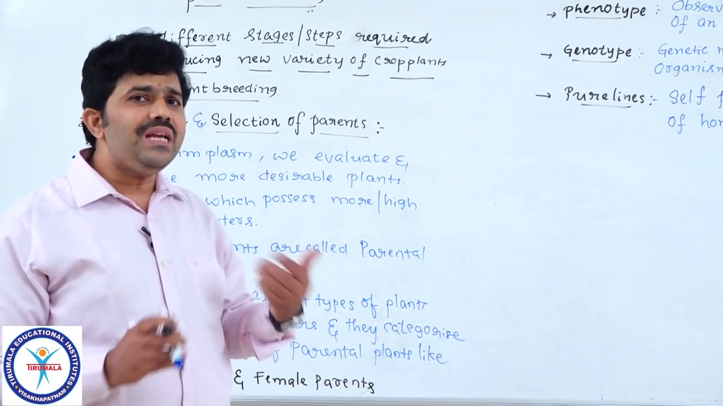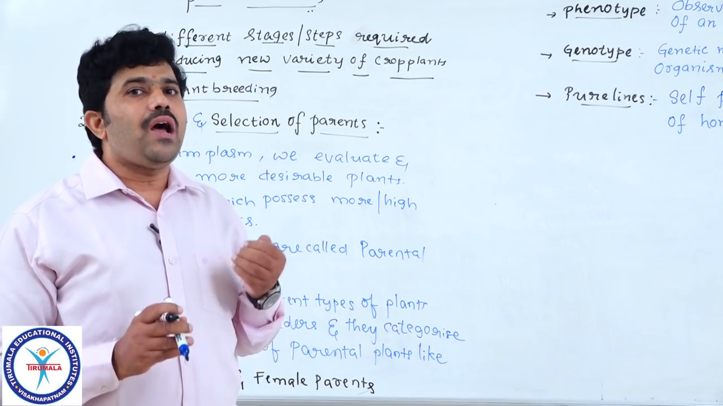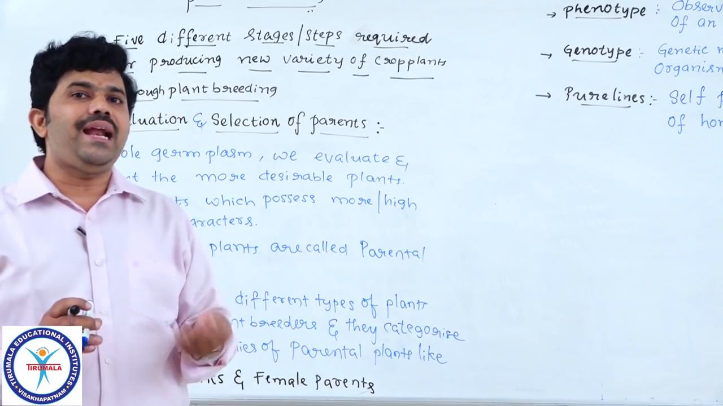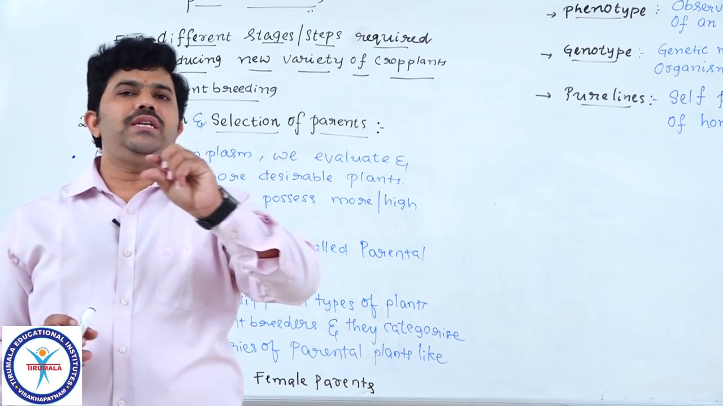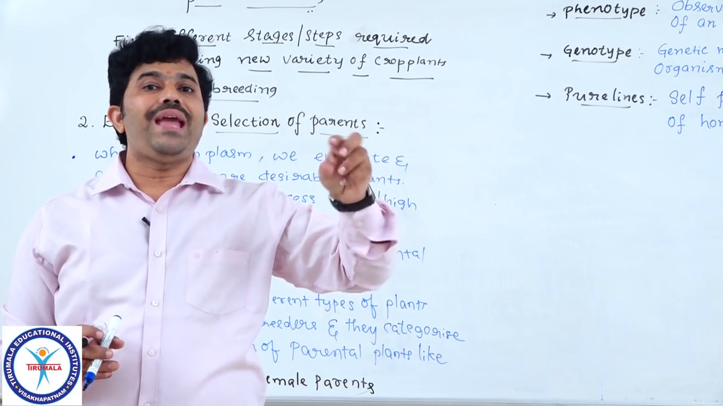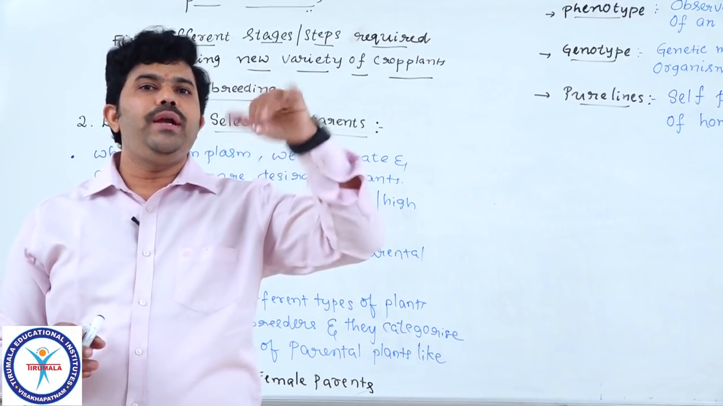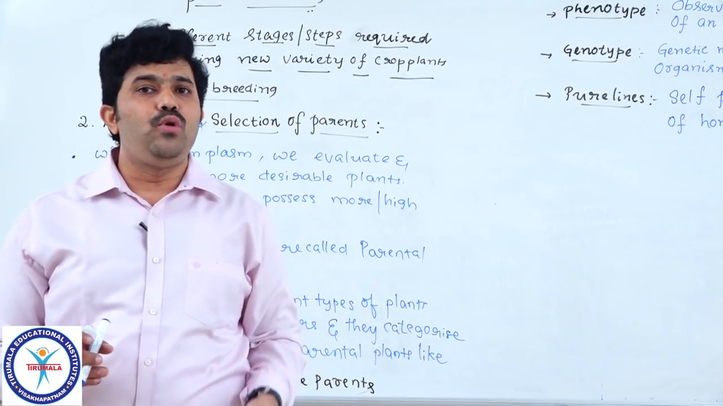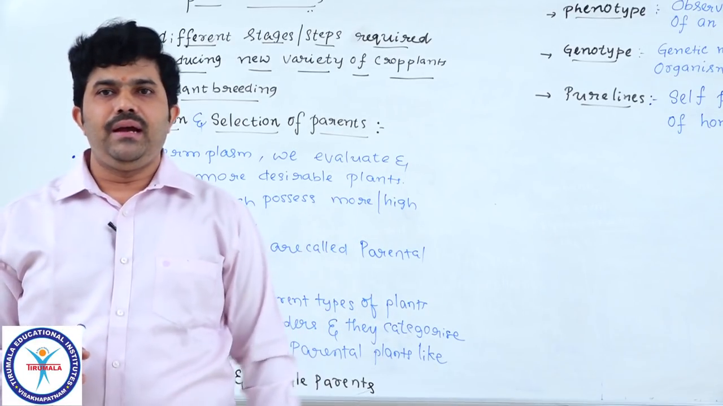So let us know something well about the third step of plant breeding, cross hybridization among the selected parents. Now please put the subheading: cross hybridization among the selected parents for the production of young generations, young progeny, through which we are going to get new cultivars with more desirable characters in the process of plant breeding. Understood?